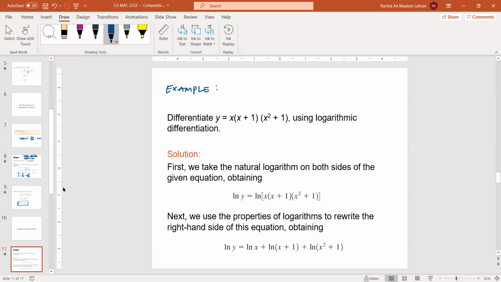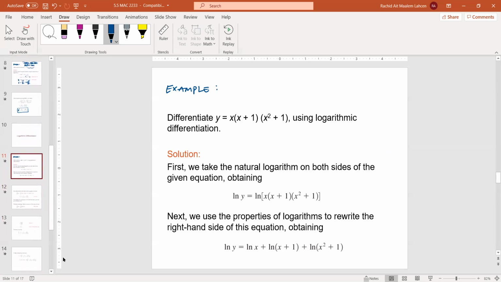So let's say we want to differentiate y equals x times (x plus 1) times (x squared plus 1), using logarithmic differentiation. First, we take the natural log on both sides. I'll explain what's going on. If you see here, you have y equals x times (x plus 1) times (x squared plus 1). So this is logarithmic differentiation, this method.